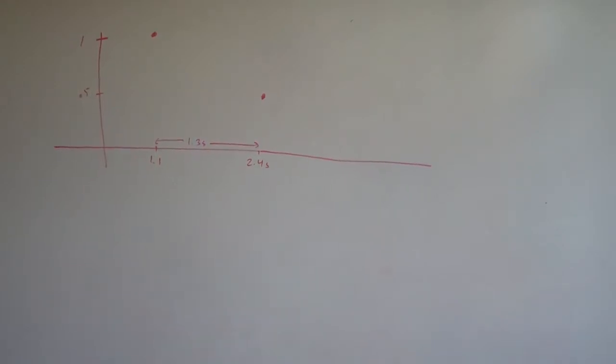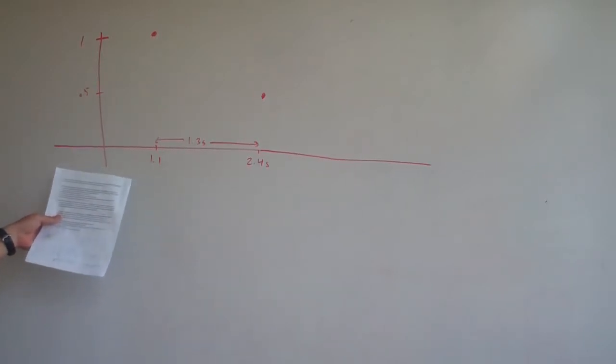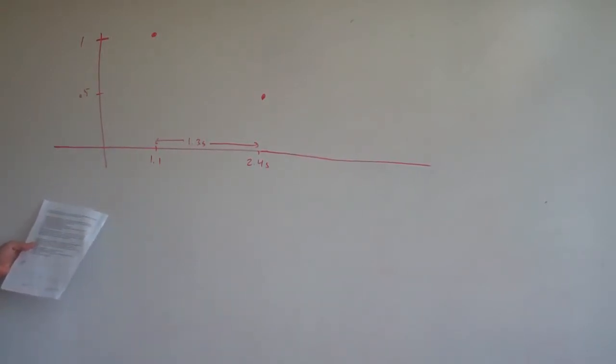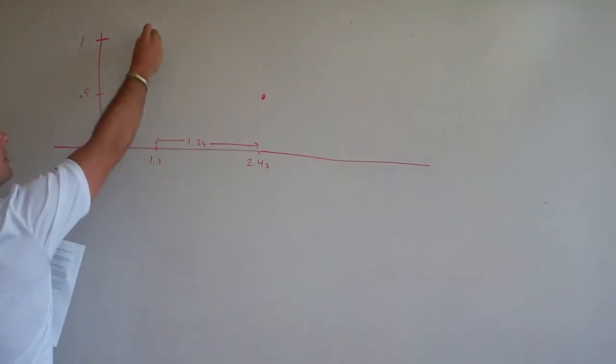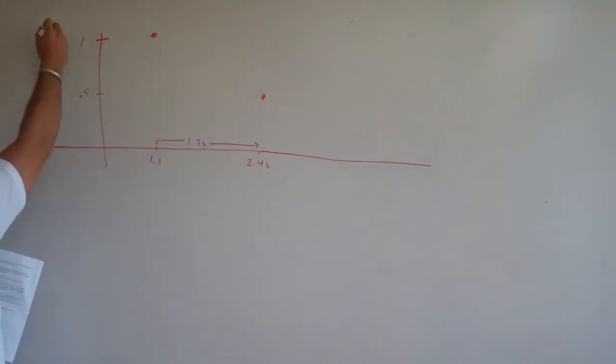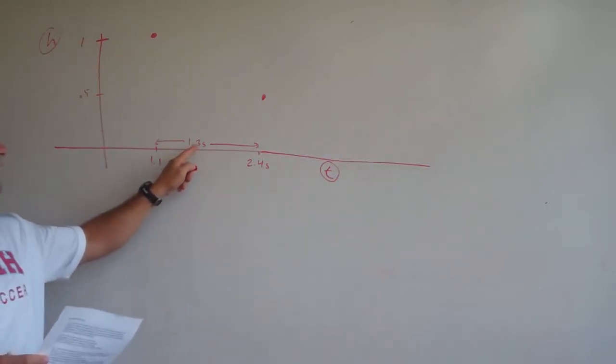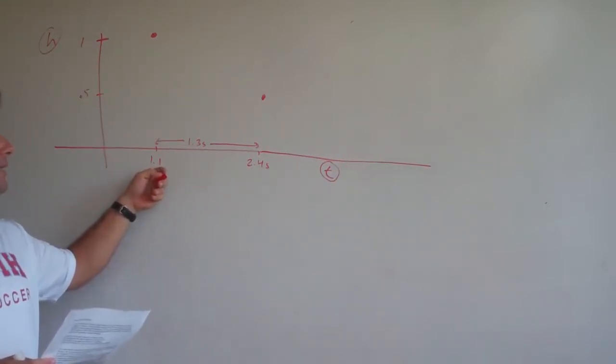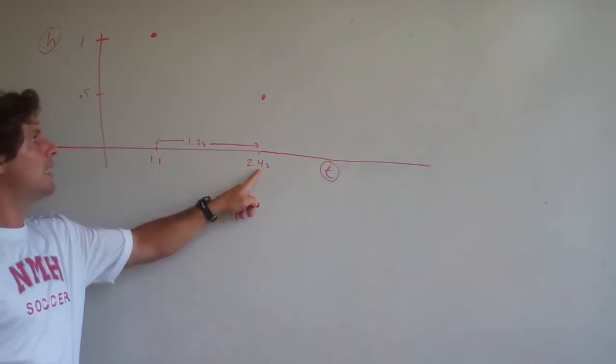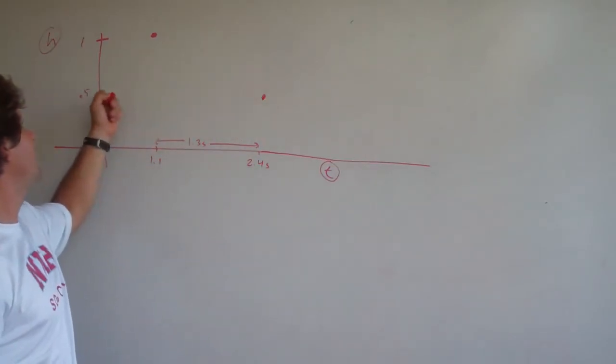So there's a weight attached to a spring, and you know that at 1.1 seconds the spring is at its highest point at 1 meter. So this is our height and this is our time. And after 1.3 seconds from that 1.1, so at 2.4 seconds, it's at its lowest point, which is 0.5.